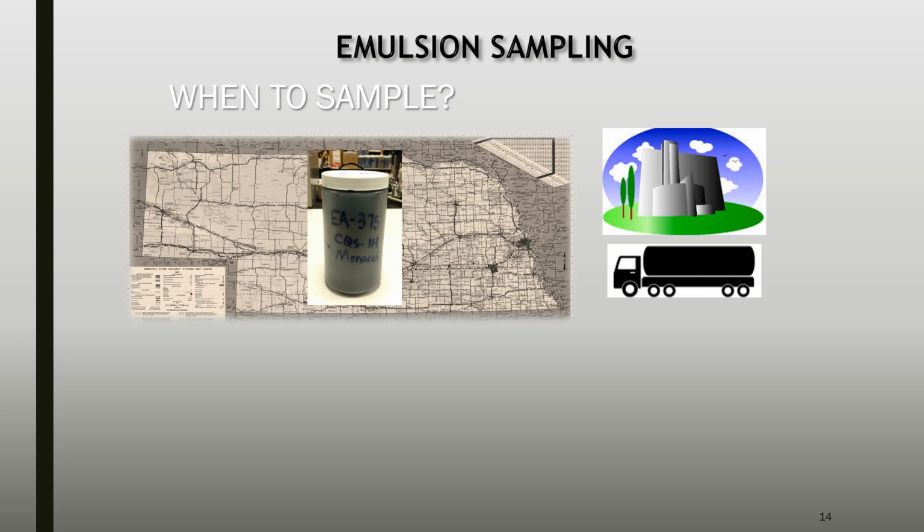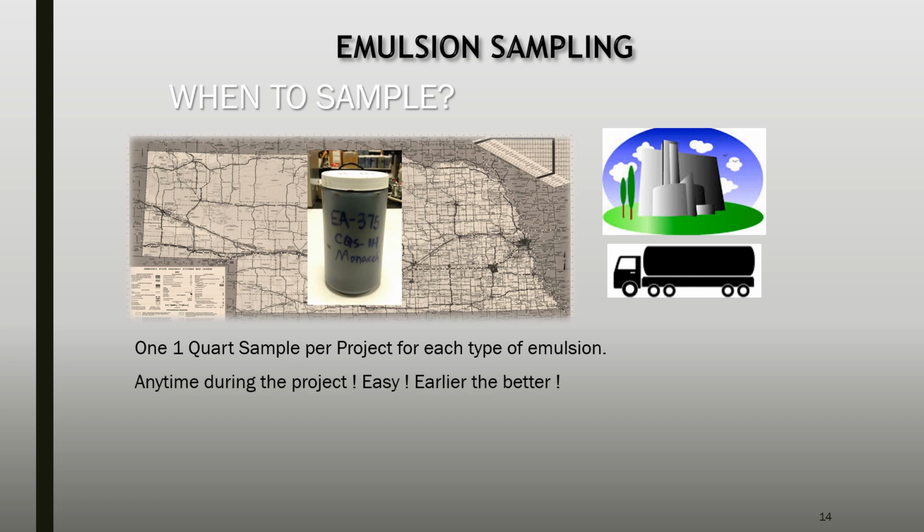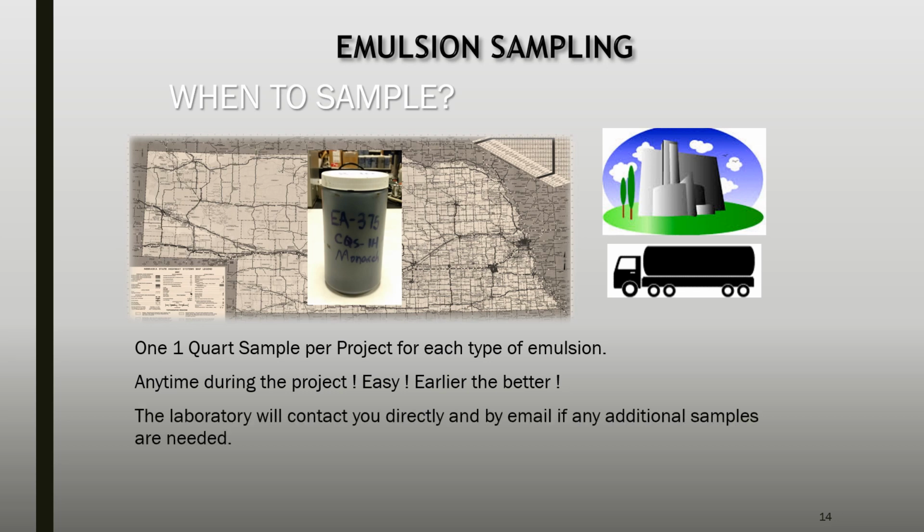Now let's take a look at emulsion sampling. Emulsions are typically oil blended with water through the use of emulsifiers, or soap. One sample is required per project for each type of emulsion. You can obtain the sample at any time during the project. However, earlier is better. If we need more samples, you will be contacted directly by the laboratory.